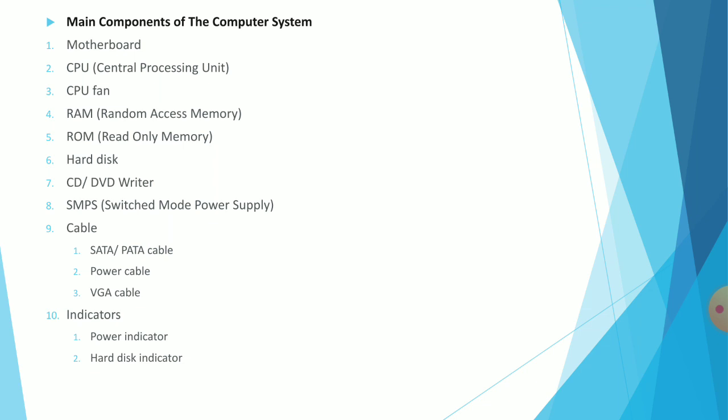Then indicators, so power indicator, hard disk indicator, show how your device is working or whether your device is on. Okay, so these are the different components which combinedly work as a single unit. We call it a computer. Okay, so thank you very much.